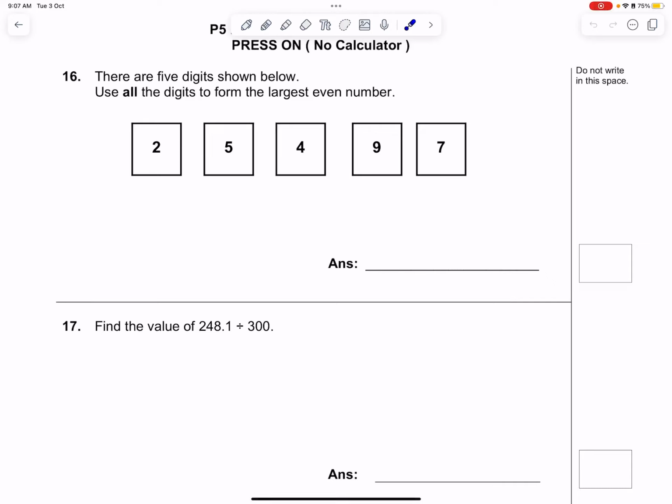Alright, so question number 16. There are 5 digits shown below. Use all the digits to form the largest even number. Because you want an even number, the last digit needs to be even.